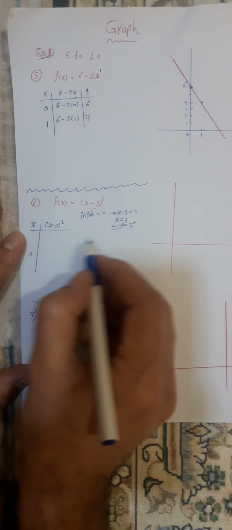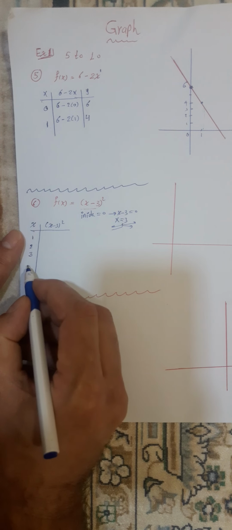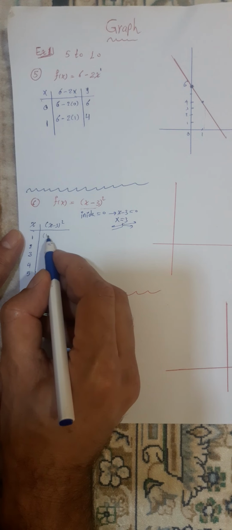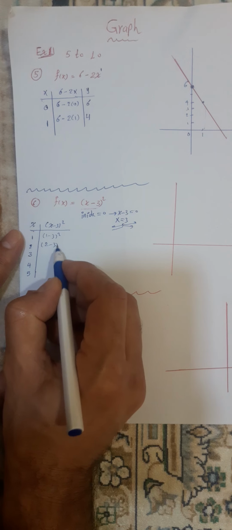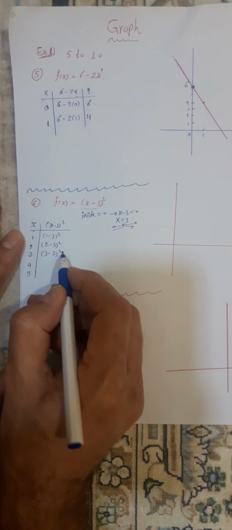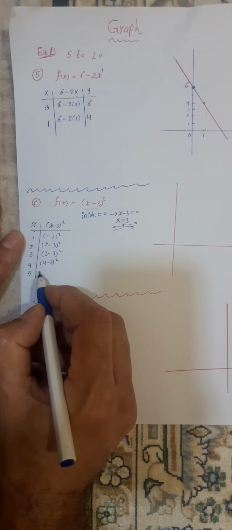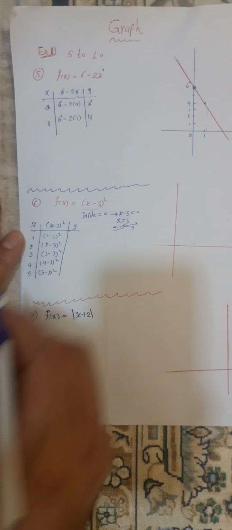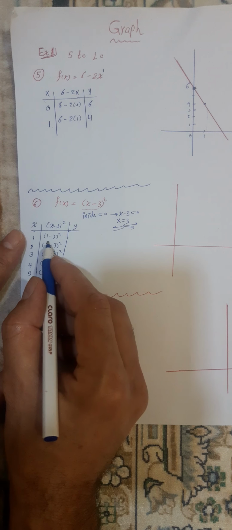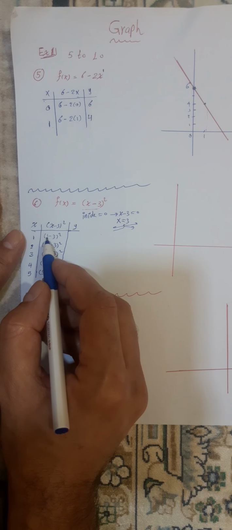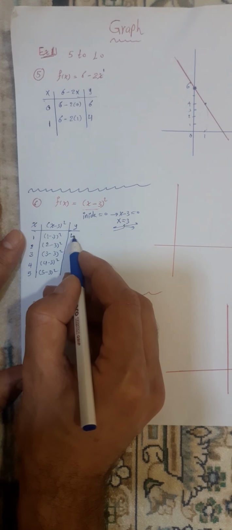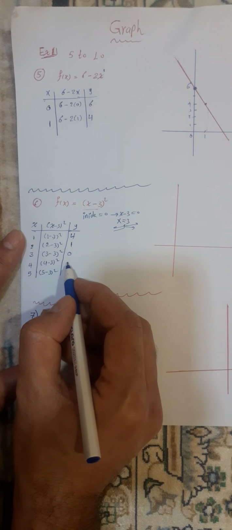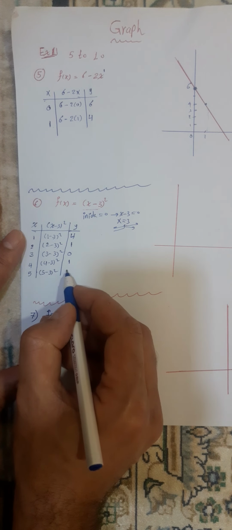Two points smaller than 3: 1 and 2, and bigger than 3: 4 and 5. Put in the function: 1 minus 3 squared, 2 minus 3 squared, 3 minus 3 squared, 4 minus 3 squared, 5 minus 3 squared. After that, we can evaluate by calculator or mentally. 1 minus 3 is minus 2, power 2 is 4. 2 minus 3 is minus 1, power 2 is 1. 3 minus 3 is 0. 4 minus 3 is 1, power 2 is 1. 5 minus 3 is 2, power 2 is 4.